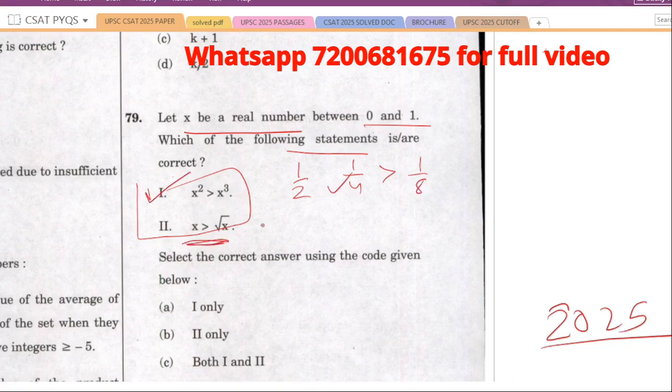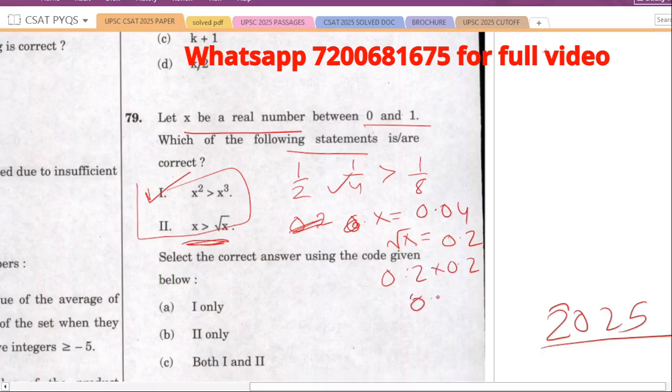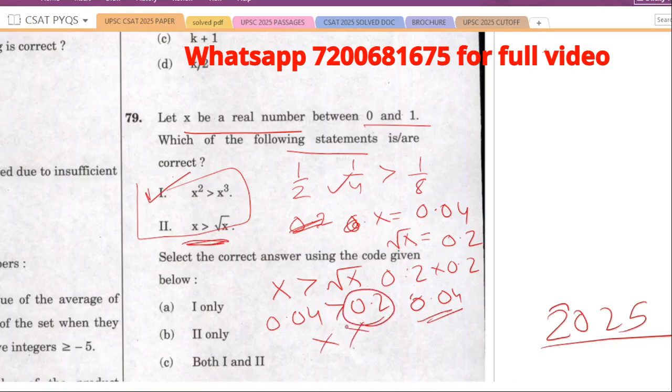Now again they are talking about the roots. So here take a decimal number instead of a fraction so that you can take a root properly. Suppose x is equal to 0.04. So what is root x? Root x is equal to 0.2, because 0.2 into 0.2 is 0.04. So in this case, x greater than root x, if you put in the values which you assumed, that is 0.04 greater than 0.2, this will become false, because this one is not greater. So here in this case 2 is wrong. So the answer will be 1 only.